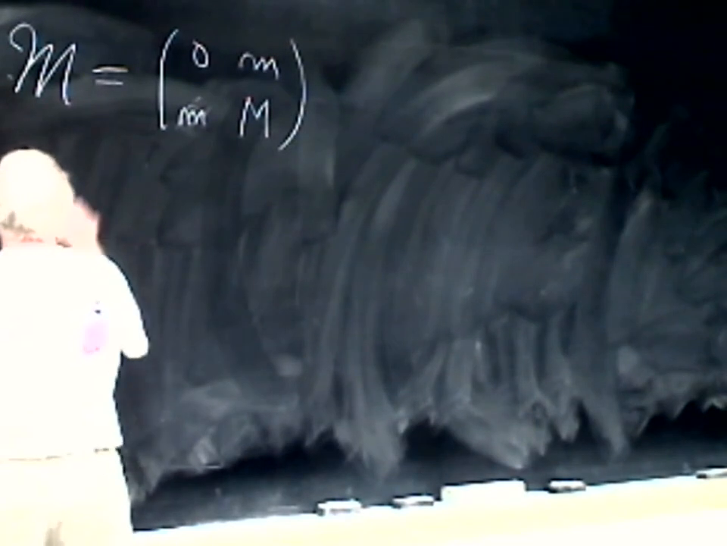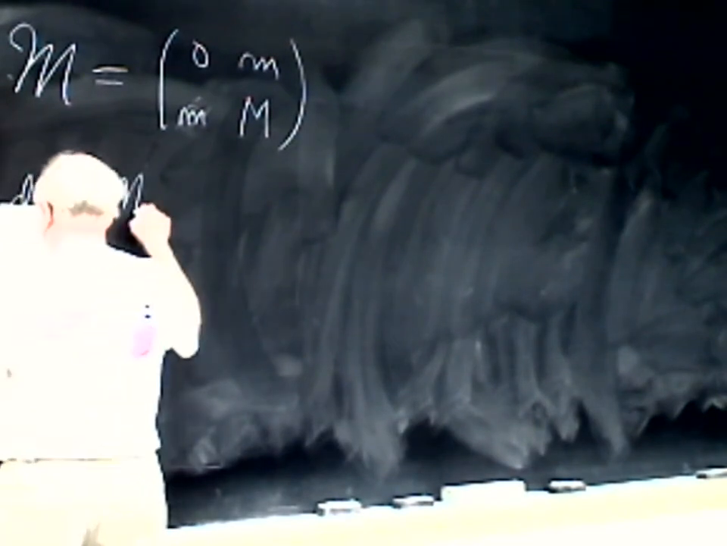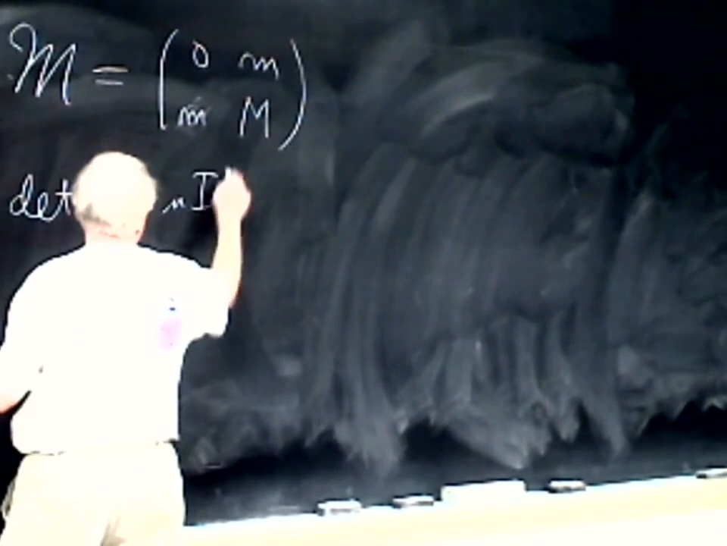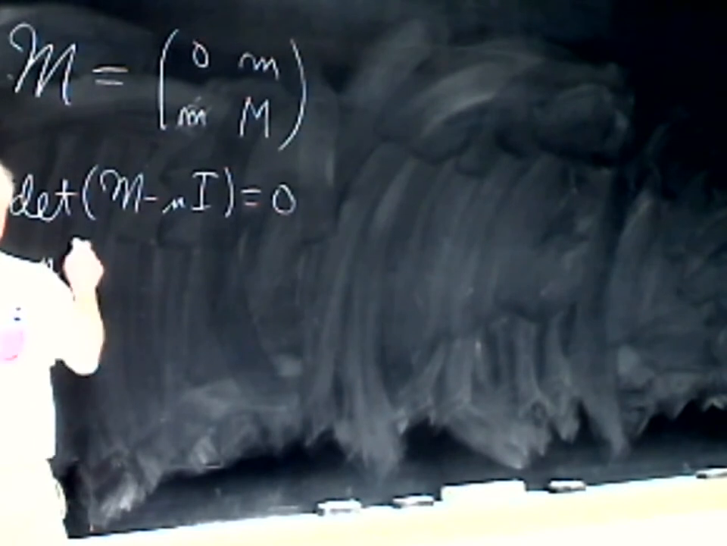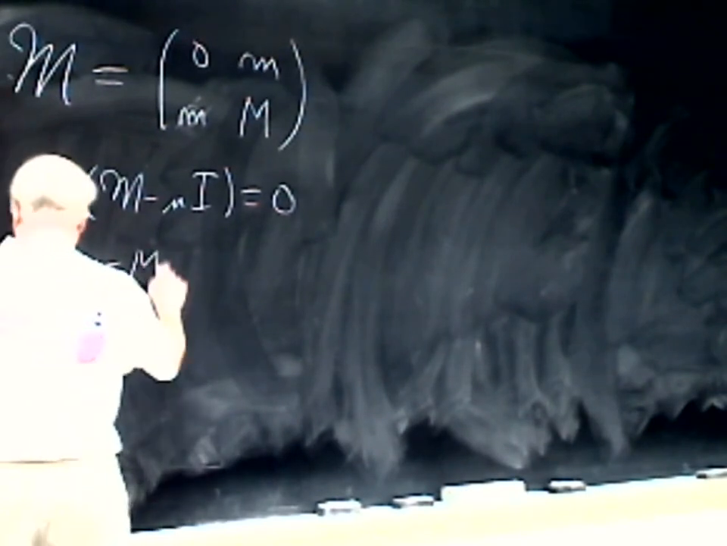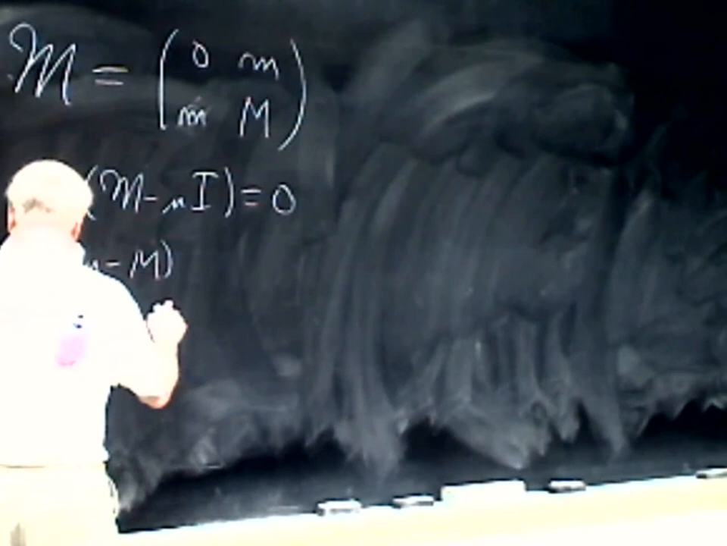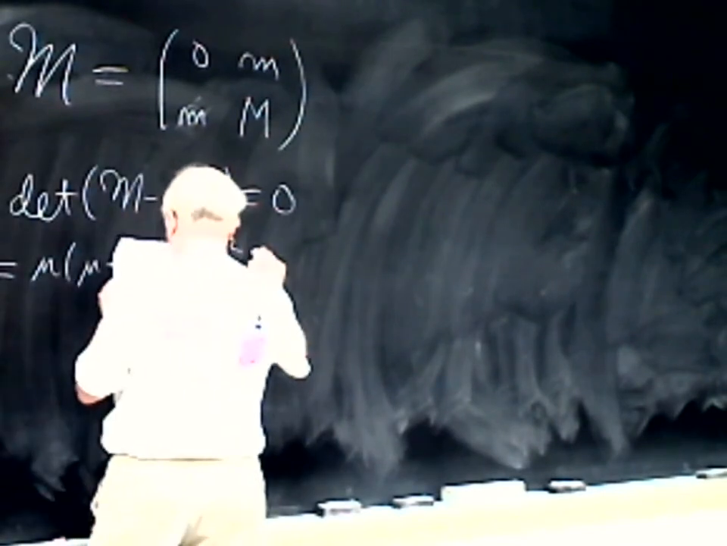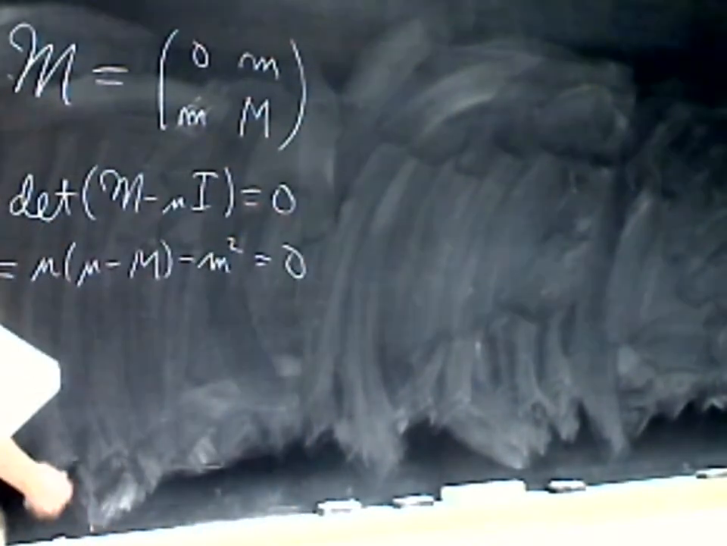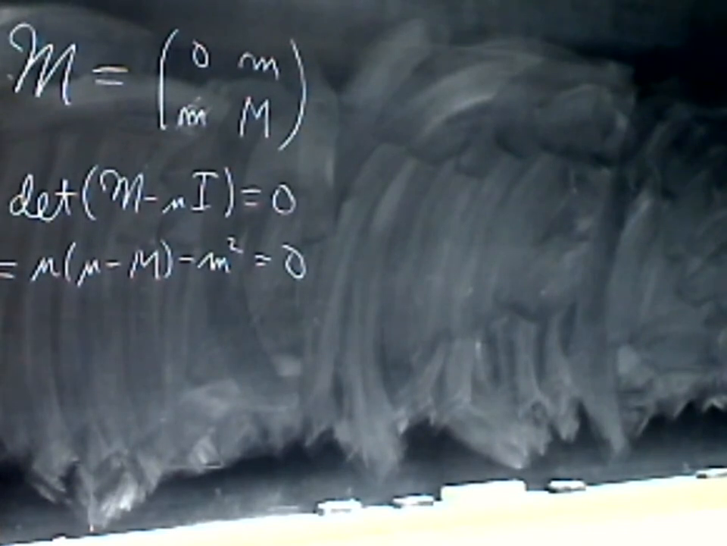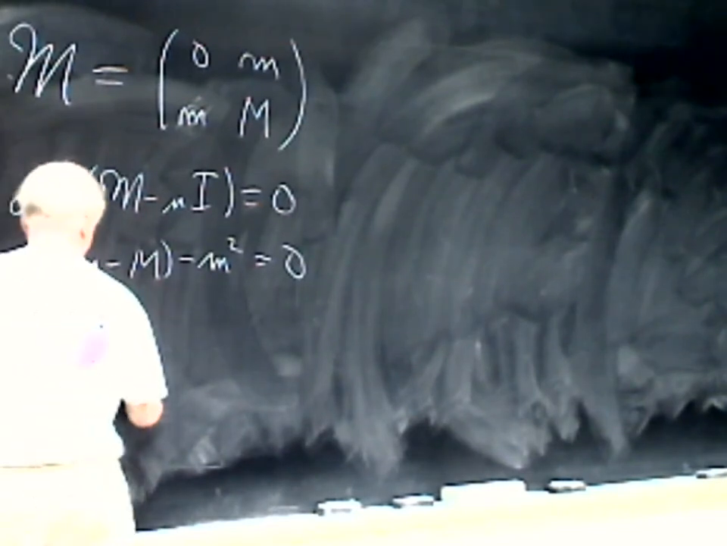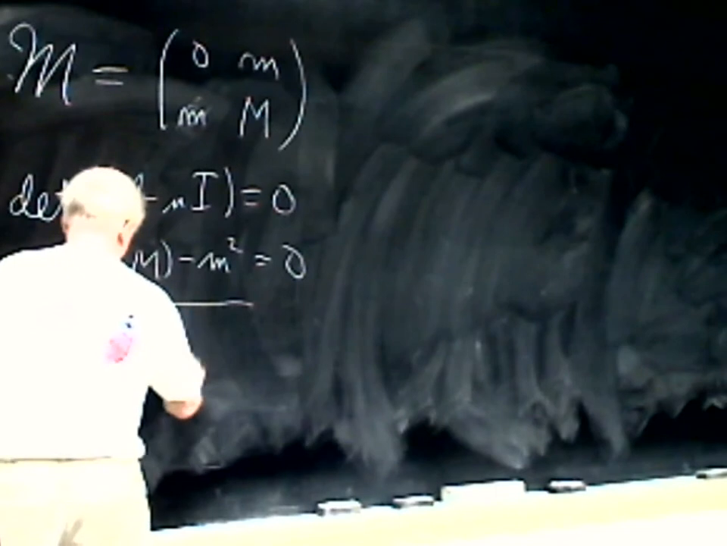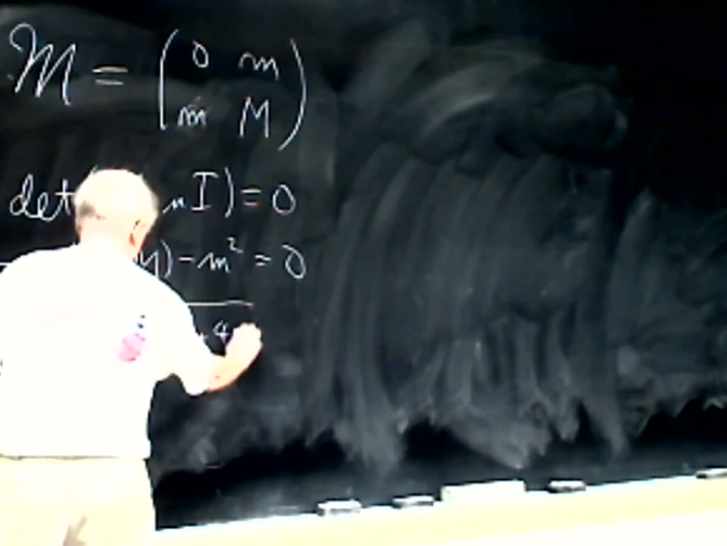That comes from this equation, the determinant of M minus mu times the identity equals zero, and that is mu times mu minus big M, minus little m squared equals zero. And you use the quadratic formula there and find mu plus or minus is a half, big M plus or minus the square root of big M squared plus 4 little m squared.